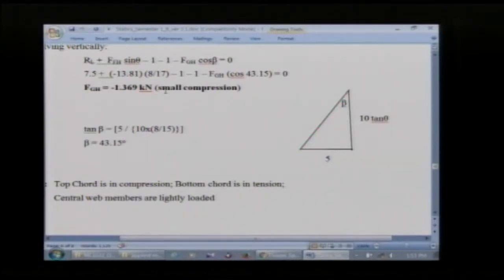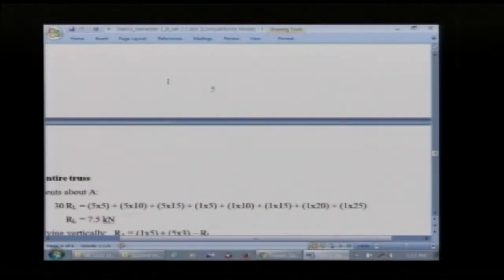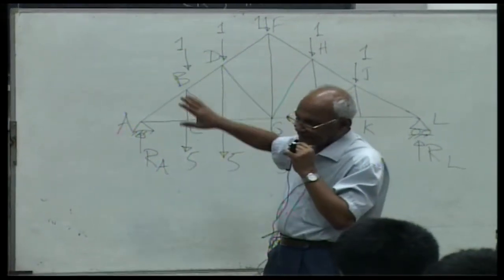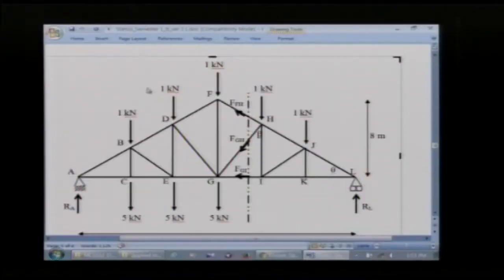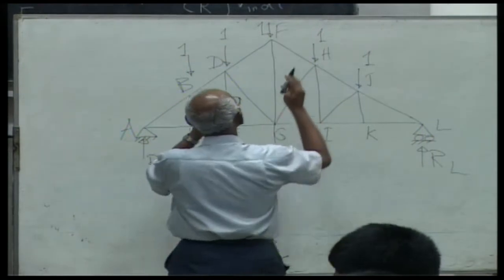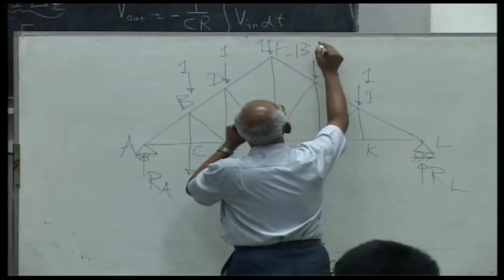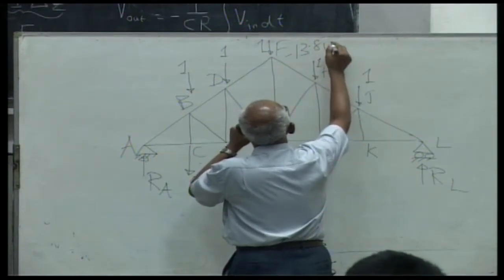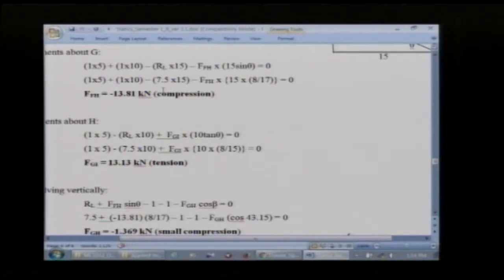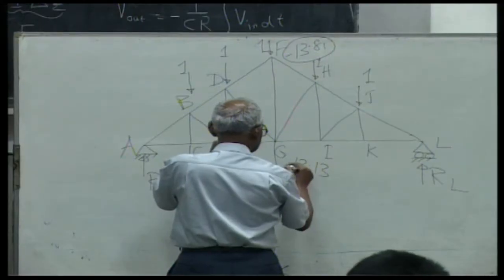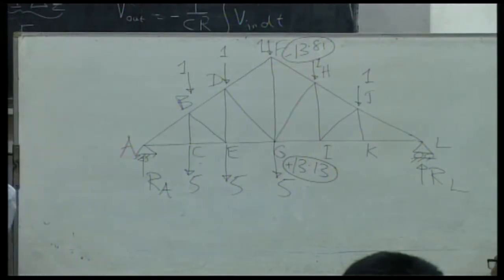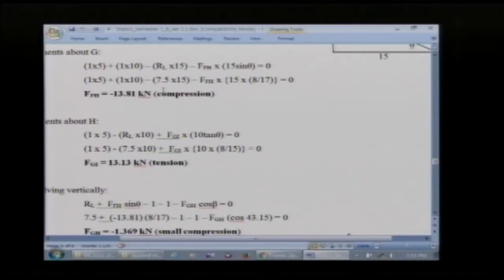So now the thing to observe, as I have written down here, of course, last time I wrote down these forces right along the truss and I asked you to see whether there is any pattern. Now I can't do that because I have found only three forces. But anyway, let's write it down. So there we are. FFH is minus 13.81. FGI is 13.13. So that's plus. And what's the other one? FGH is minus 1.37. I'll just say minus 1.37.